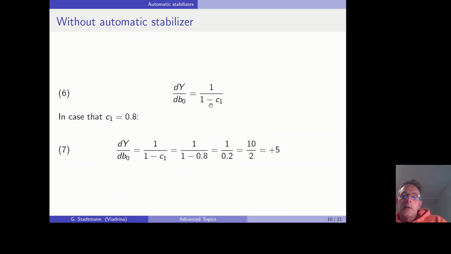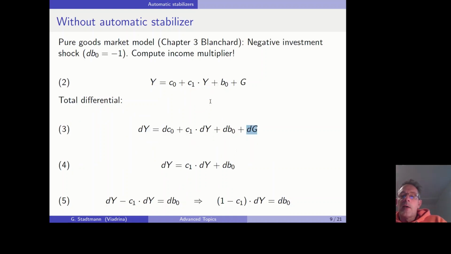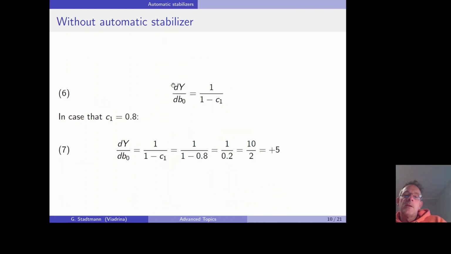We put 1 minus C1 on the other hand side of the equation, and we also divide by dB0 so that we have here our multiplier. dy/dB0 is equal to 1 over 1 minus C1. In case that the marginal propensity to consume is equal to 0.8, then the value of the income multiplier is equal to +5.